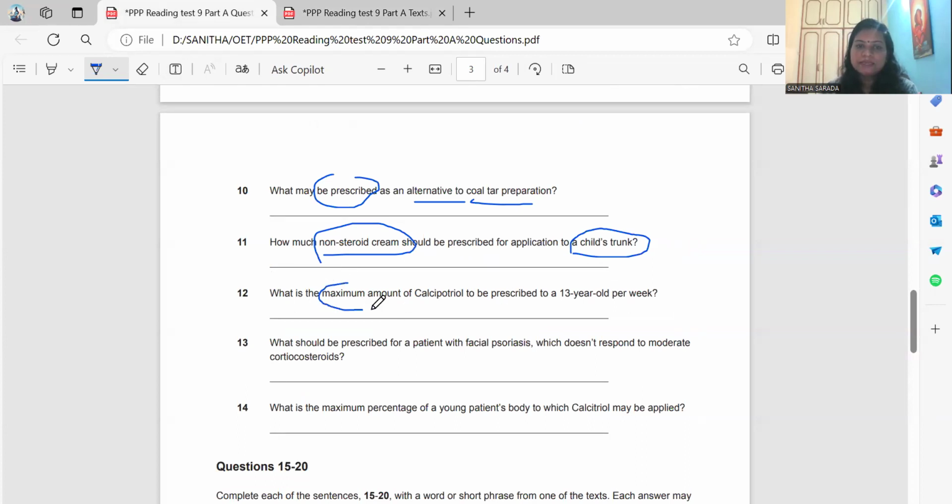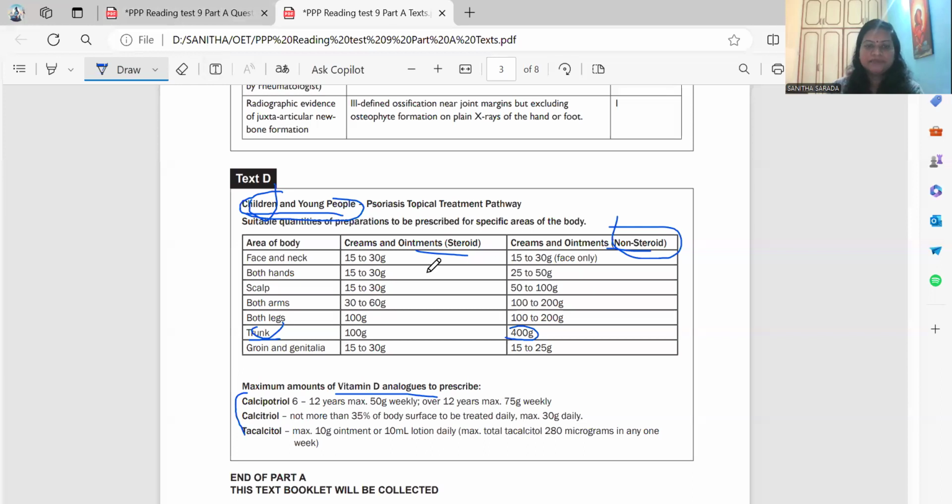What is the maximum amount of calcipotriol to be prescribed to a 13-year-old per week? That is a 13-year-old, so again children. The maximum amount of calcipotriol for a child over 12 years, meaning a 13-year-old, per week. That is 75 grams weekly. What is the answer here? 75 grams weekly. Got it? All the keywords are here, and our answer is also there.